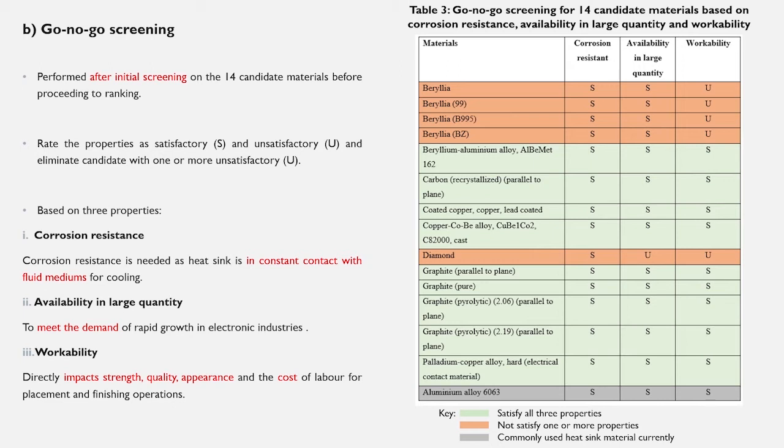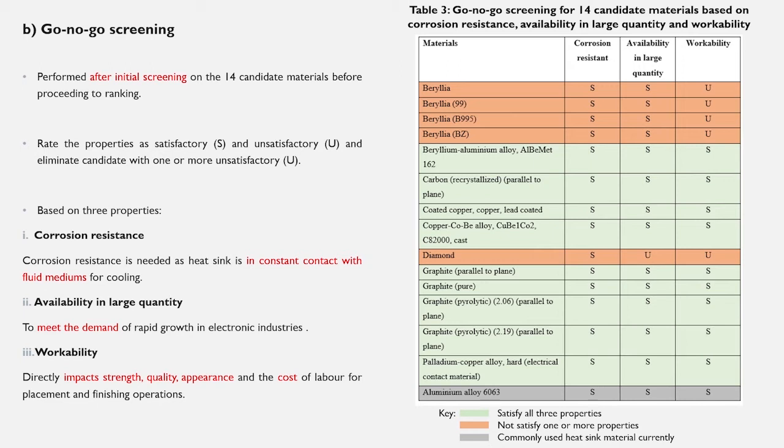We screen it based on three properties. First, corrosion resistance, because the heat sink is constantly in contact with the fluid medium for the cooling process. Then availability in large quantities, to meet the demand of rapid growth in electronic industry. And lastly, workability, which directly impacts the strength, quality, appearance, and also the cost of labor.